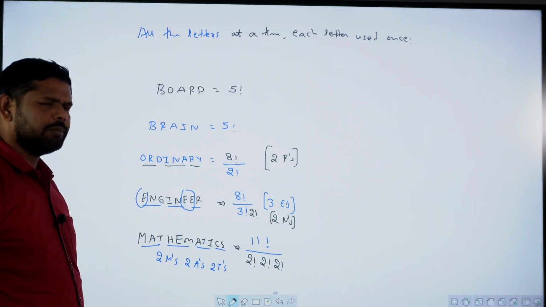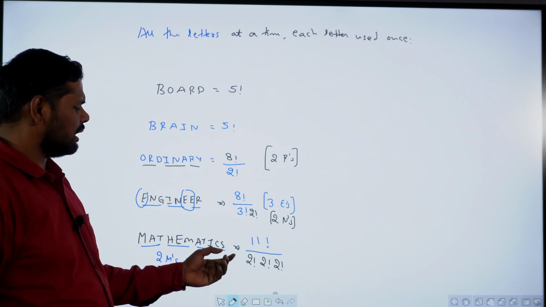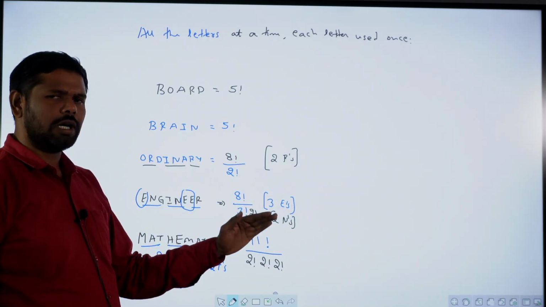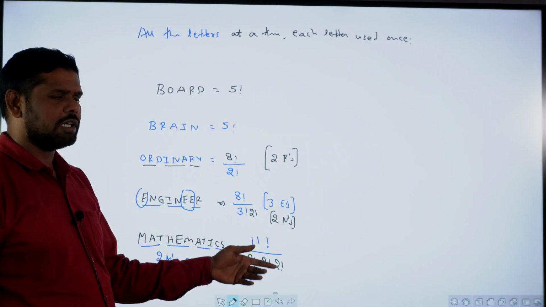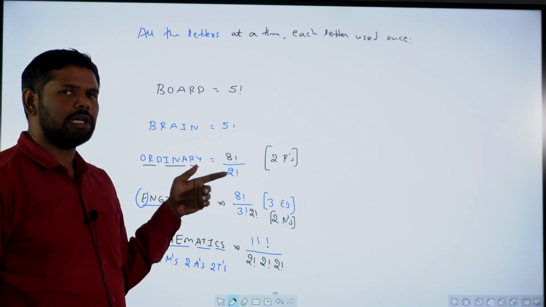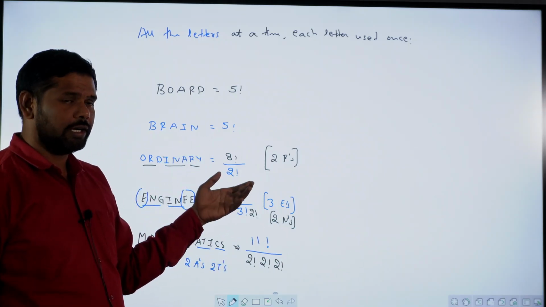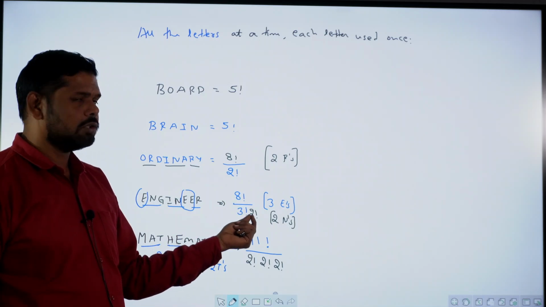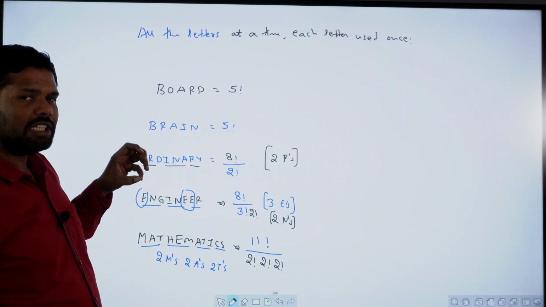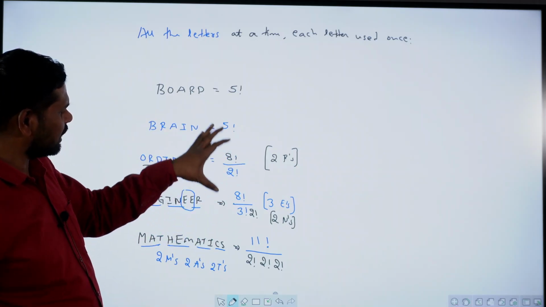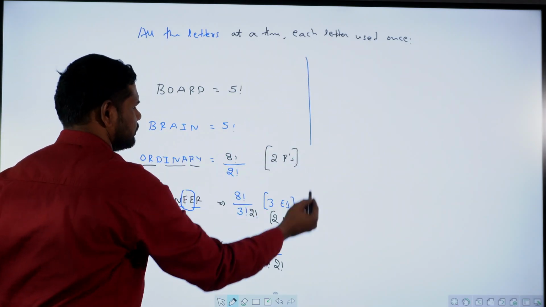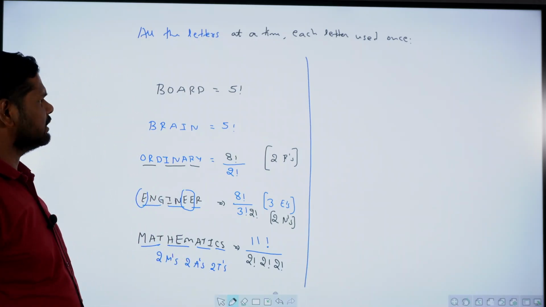This is the case. Simplification is different. 11 factorial, 11 into 10 into 9 into whatever the value, and 2 into 2 into 2. Simplify the cancellations and you get the resultant number. 8 factorial means 8 into that. If you know the direct value, 40320, you can write it directly, and 3 factorial is 6 into 2. Like that you need to calculate. So first this core concept is important. Writing this is important. After writing this, simplification is very easy, no doubt. If you practice 2 or 3 times, it is very easy.